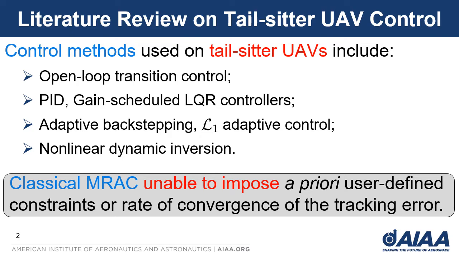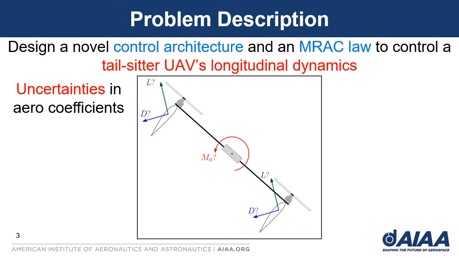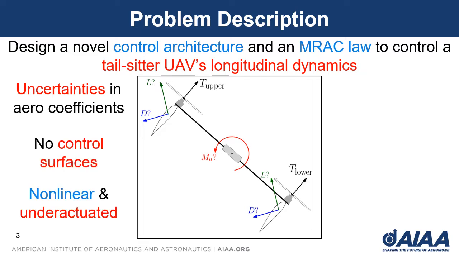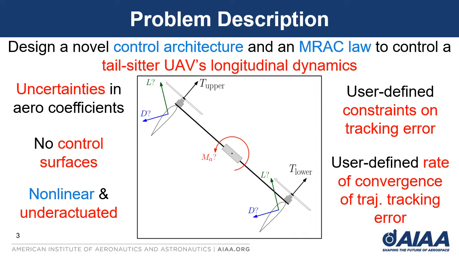And unfortunately, classical MRAC cannot impose user-defined constraints or rate of convergence on the trajectory tracking error, which we would like to address so we can achieve user-defined levels of performance. So we designed a novel control architecture in an MRAC law to control the tail-sitter UAV's longitudinal dynamics, despite uncertainties in aerodynamic coefficients, lack of control surfaces, nonlinear dynamics, and other actuation, while satisfying user-defined constraints on the trajectory tracking error and imposing an arbitrary rate of convergence on the tracking error.